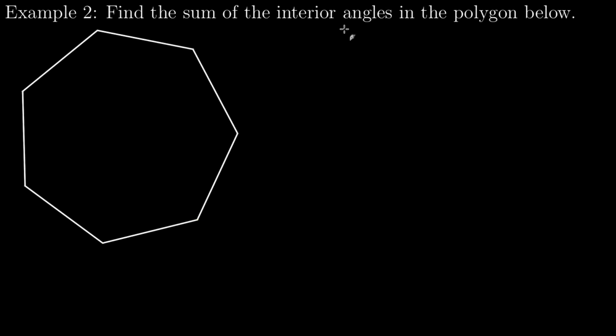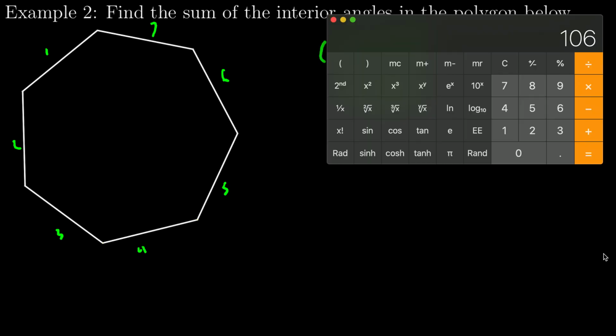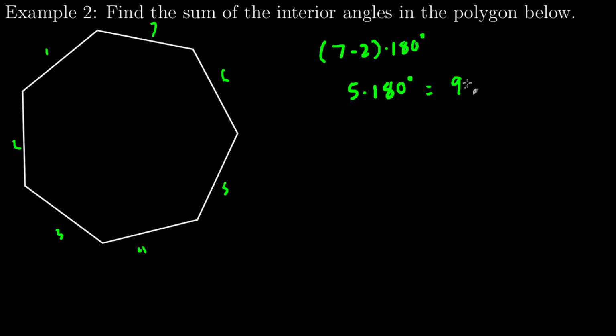Find the sum of the interior angles in the polygon below. So for this, I see a polygon. I need to figure out how many sides it has first. So it has 1, 2, 3, 4, 5, 6, 7 sides. And that means that the sum of the interior angles will be 7 minus 2 times 180 degrees. 7 minus 2 is 5. 5 times 180 degrees will be 900. So my answer is 900 degrees.